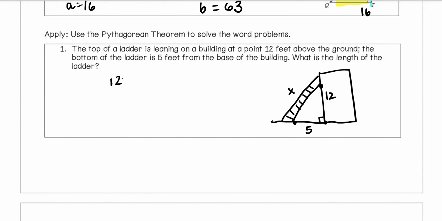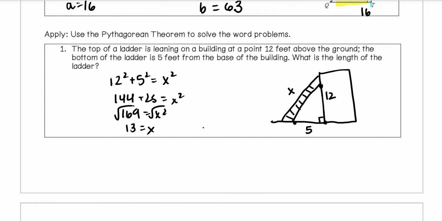So we're going to take 12 squared plus 5 squared and set it equal to x squared. 144 plus 25 equals x squared. This equals 169. We'll take the square root of each side, and we get 13 equals x. So that means that the ladder is 13 feet long.